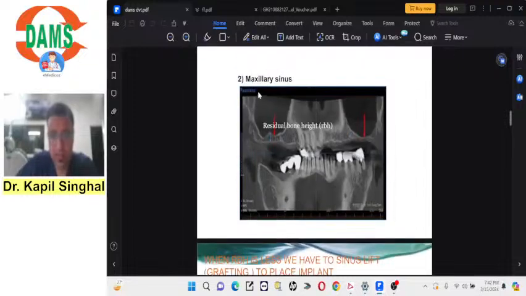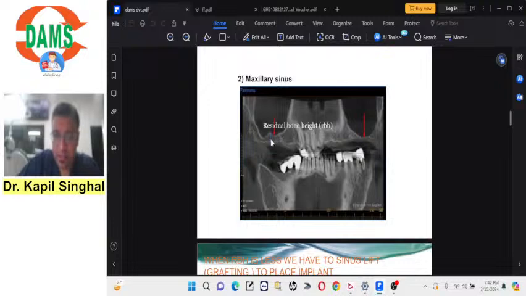Okay. Now this is your maxillary sinus. This is the floor of the maxillary sinus. This is the floor of the maxillary sinus. And this is the crest of the alveolar bone. So your sinus is hollow. So once this tooth is extracted, the sinus starts pneumatizing and it resorbs the bone below it. So you need this bone.